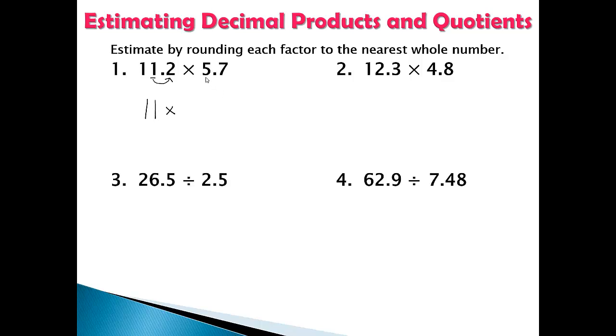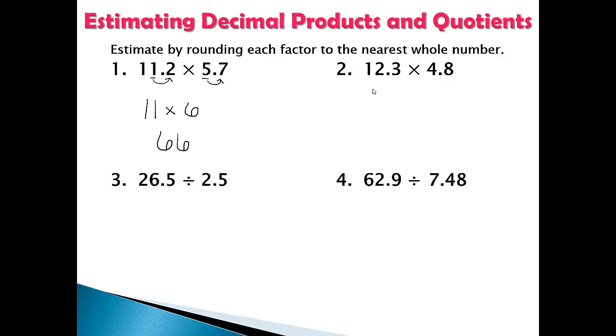Now for 5 7/10, we're going to round the 5. The 7 in the tenths place tells us that we round that 5 up. The 5 would then round up to a 6. Remember with rounding that the number you're looking at, so this 2, needs to be less than 5 for us to round down. If the number in the tenths place is 5 or greater, then you round up. So now 11 times 6 is 66.